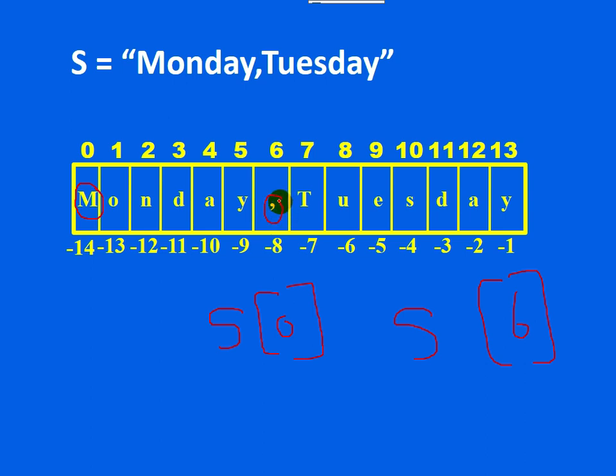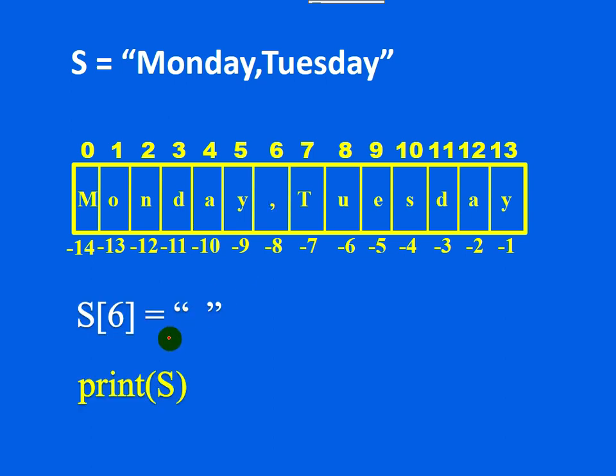So suppose you want to replace this comma with a space, can you write like this? S of 6 is equal to, inside double quotes, a space. You may think that assignment operator means right hand side is assigned to left hand side, so space is assigned to s of 6, and the space character will appear. But it is not the case, because strings are immutable. You cannot change the content of a string. So if you try to perform this operation, it results in an error.